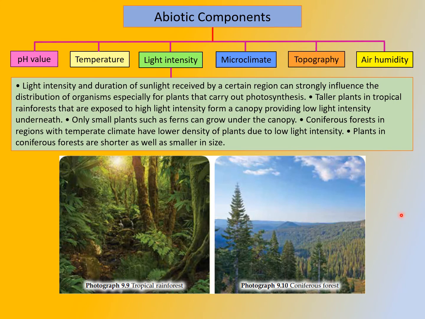Light intensity and durations of sunlight received by certain regions can strongly influence the distributions of an organism, especially for plants that carry out photosynthesis. Taller plants in tropical rainforests are exposed to high light intensity from a canopy, providing low light intensity underneath. Only small plants, such as ferns, can grow under the canopy.